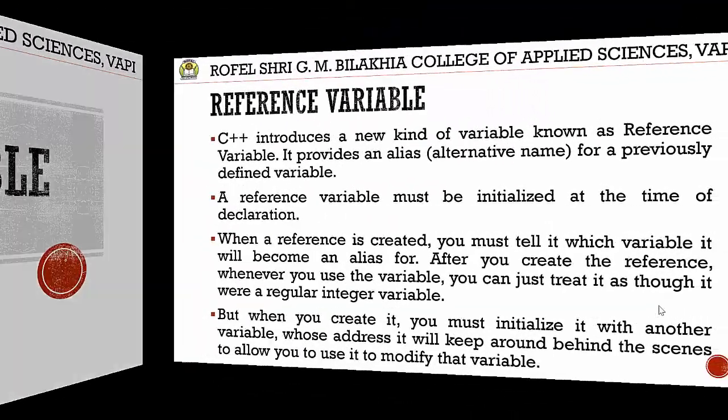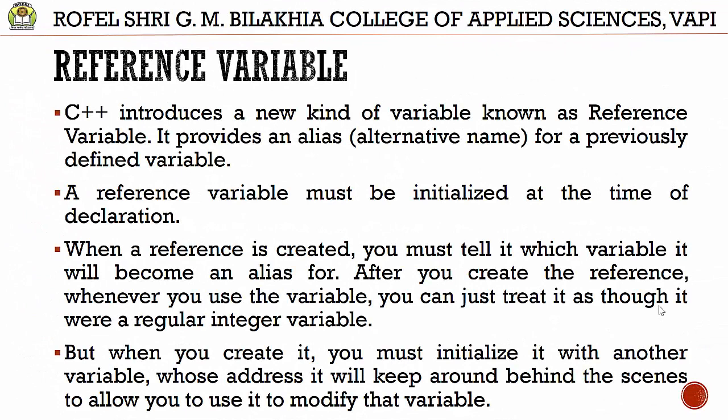Now what do you mean by reference variable? C++ introduced a new kind of variable that is known as reference variable, and it provides an alternative name or alias for a previously defined variable, right? For example, a variable integer a is already defined, right? Now we can give an alias to variable a, right?